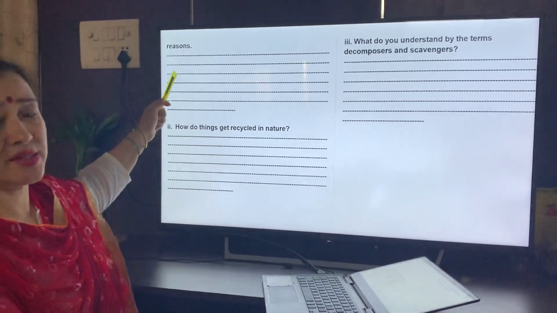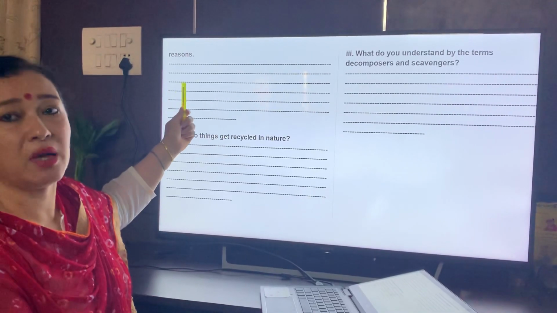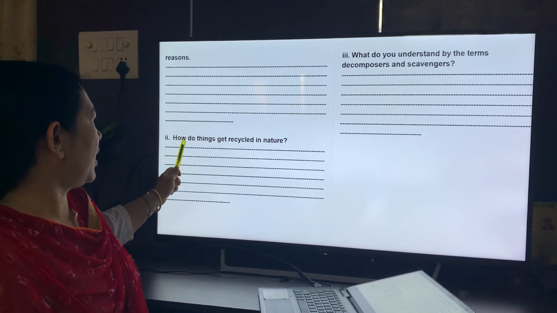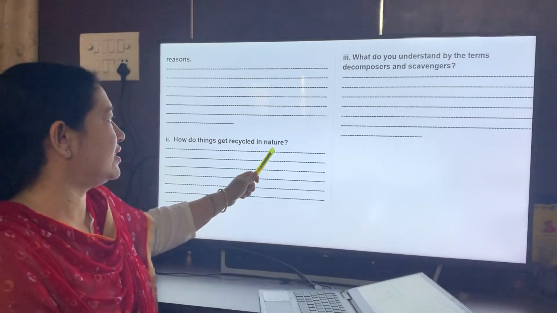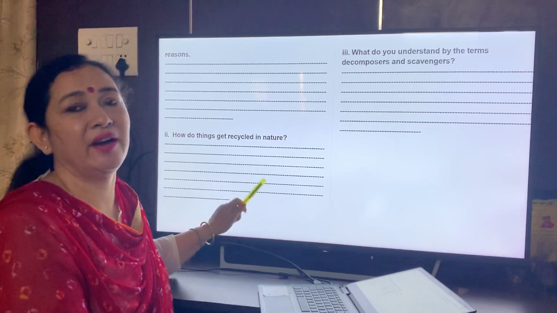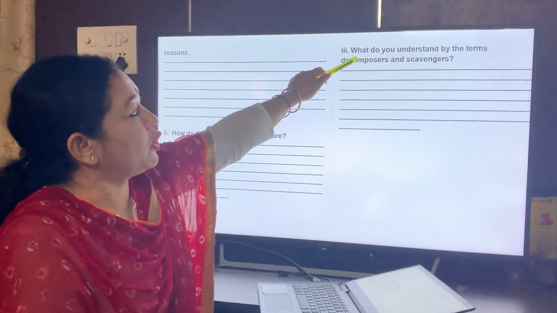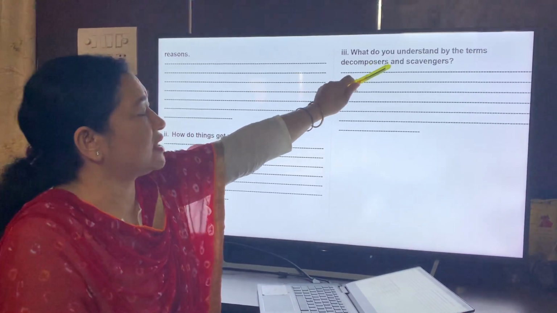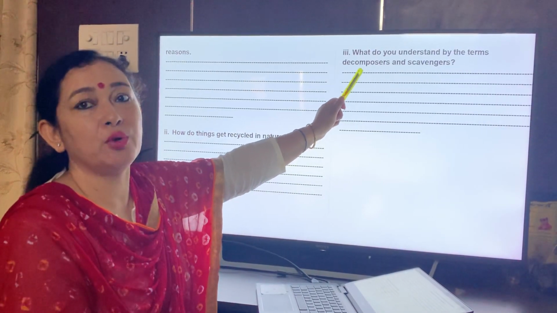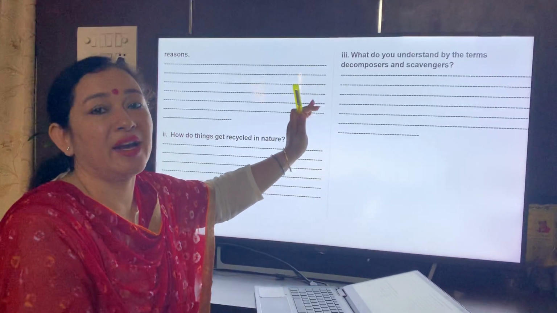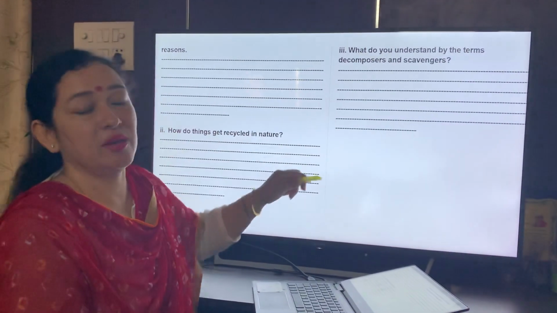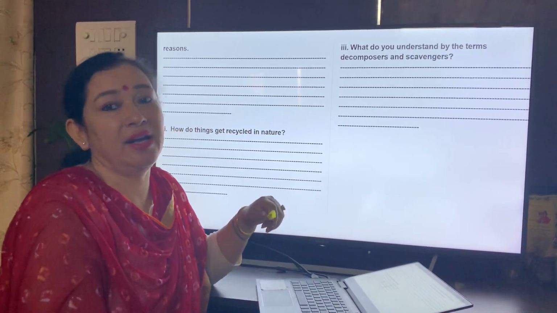You have to write down all the reasons why, whether honey is a plant product or an animal product. Here you are going to write how do things gets recycled in nature. So for this you may take help from your parents and write this answer. Here, what do you understand by the terms decomposers and scavengers? Decomposers are those organisms which help to decompose all the organic matter that is present on the earth. And scavengers are the animals that eat bodies of dead animals.